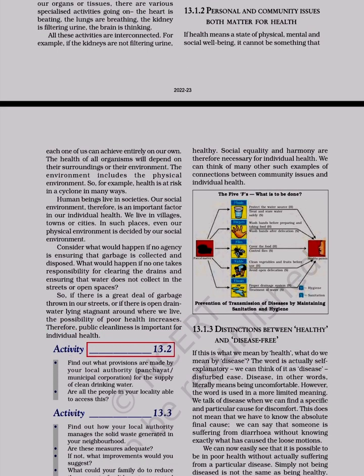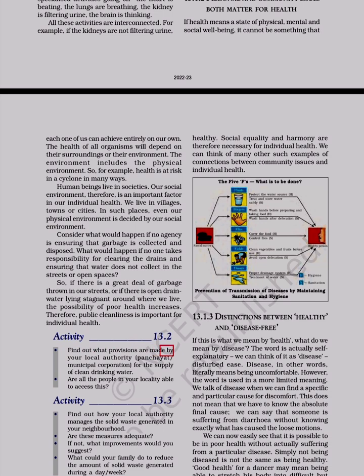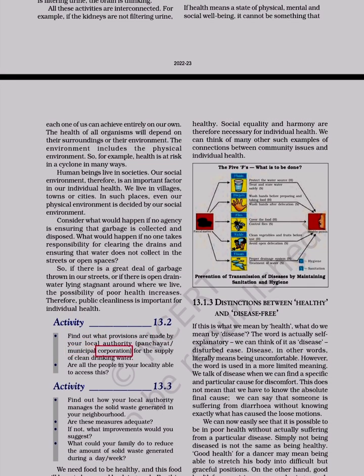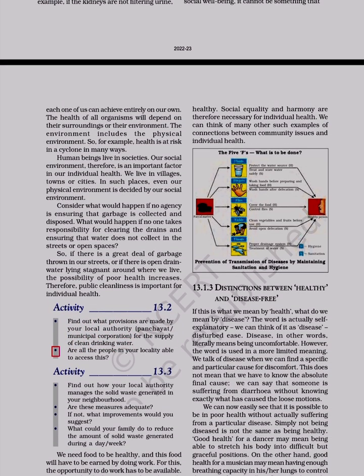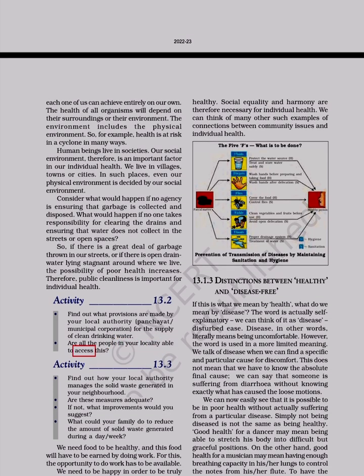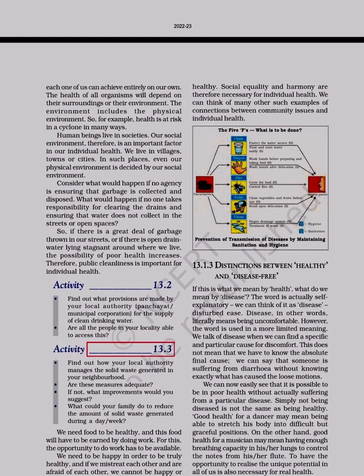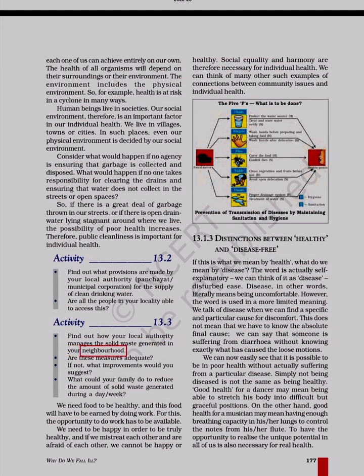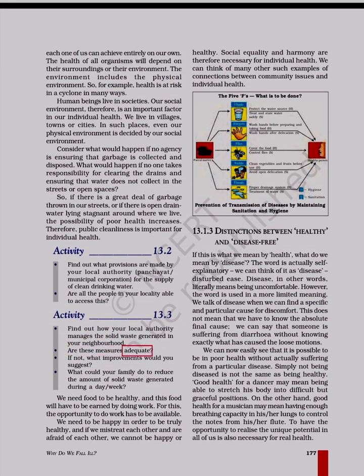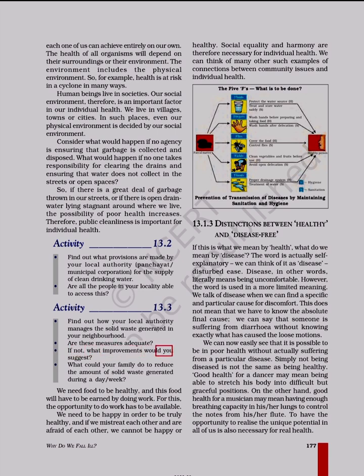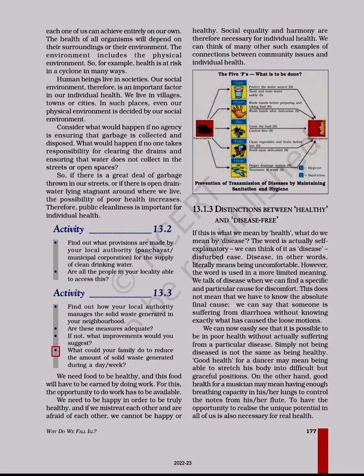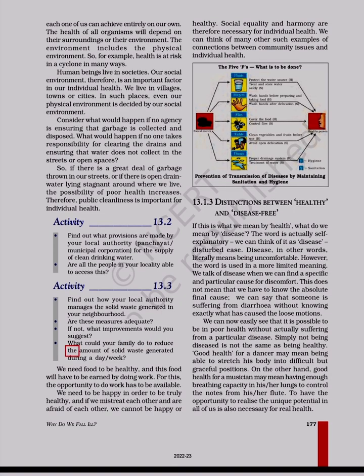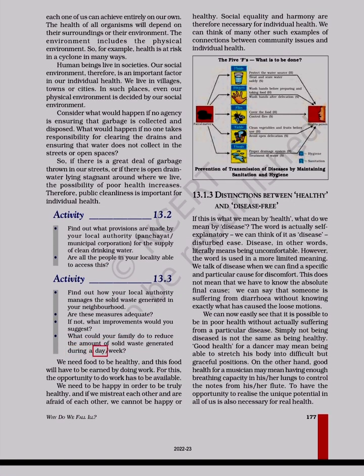Activity 13.2. Find out what provisions are made by your local authority (panchayat, municipal corporation) for the supply of clean drinking water. Are all the people in your locality able to access this? Activity 13.3. Find out how your local authority manages the solid waste generated in your neighborhood. Are these measures adequate? If not, what improvements would you suggest? What could your family do to reduce the amount of solid waste generated during a day or week?